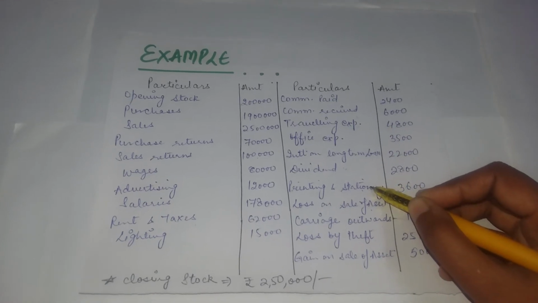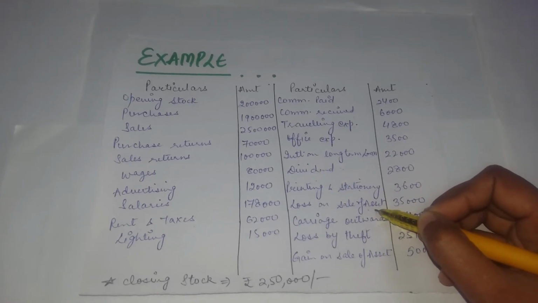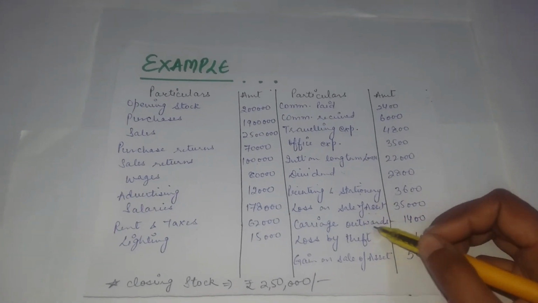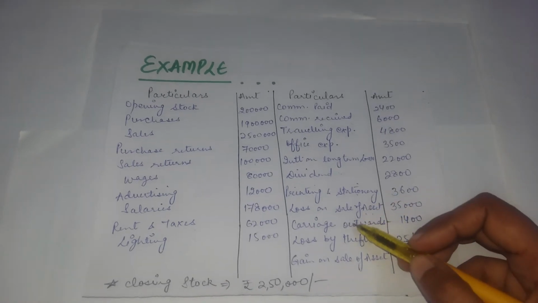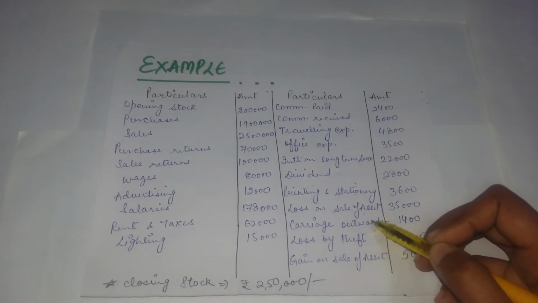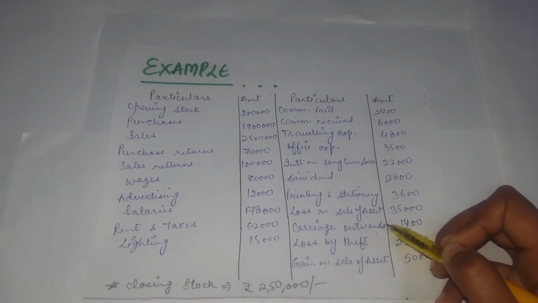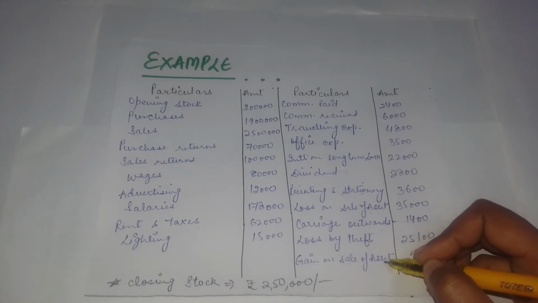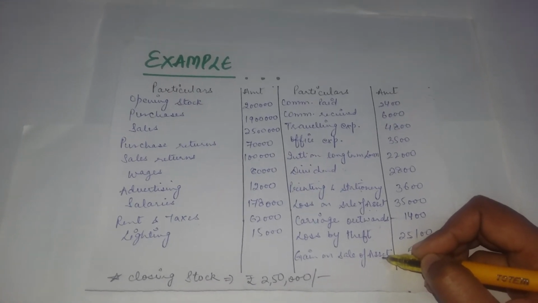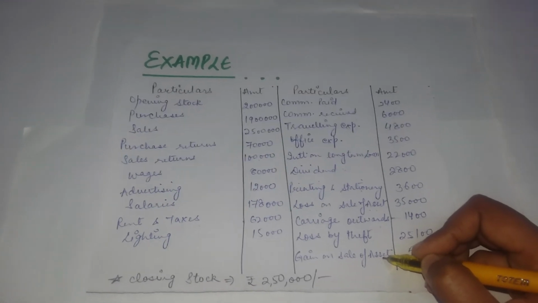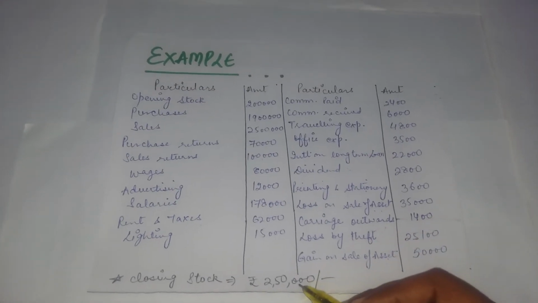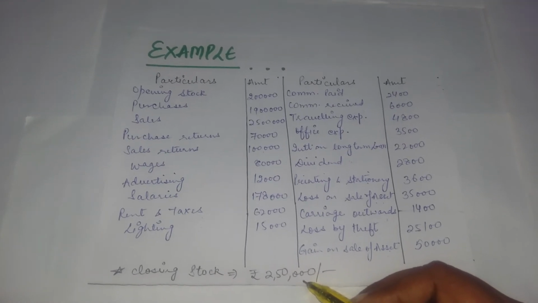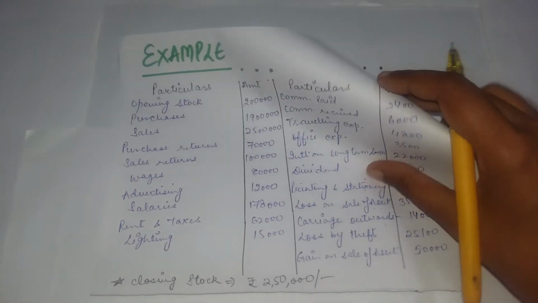Printing and stationery, P&L account, debit side. Why? Because it is your loss. Carriage outwards will be included in the P&L account, debit side. If it were carriage inward, then it would be included in the trading account. Loss by theft, again debit side of the P&L account. Gain on the sale of asset is our income. It would be included in the credit side of the P&L account. At the end we have closing stock. It will be included in your trading account, credit side of the trading account.